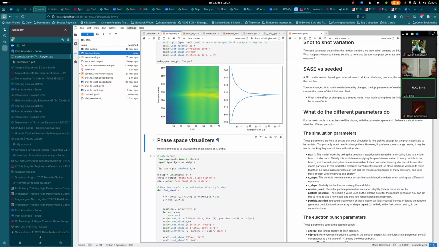Now the spectrum at the optimal outcoupling point really is extremely sharp. So this is a laser-like spectrum now.